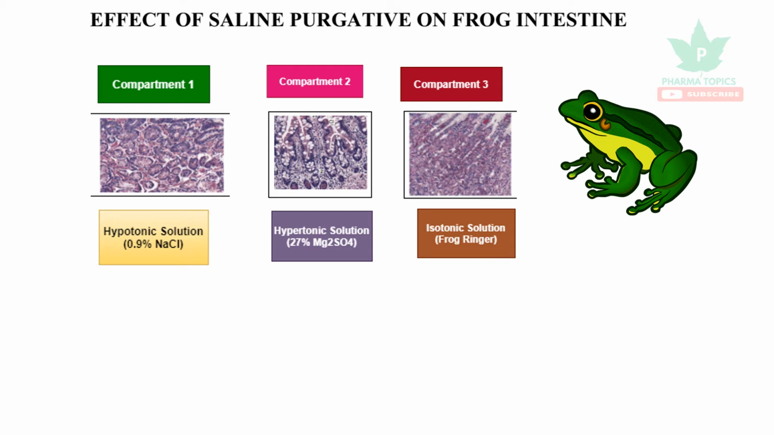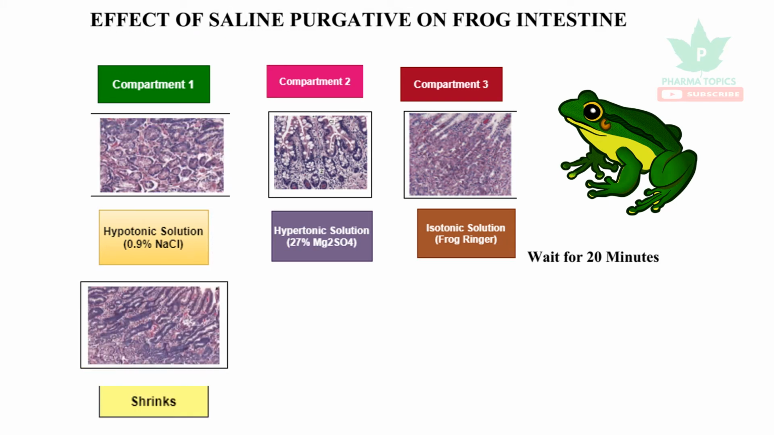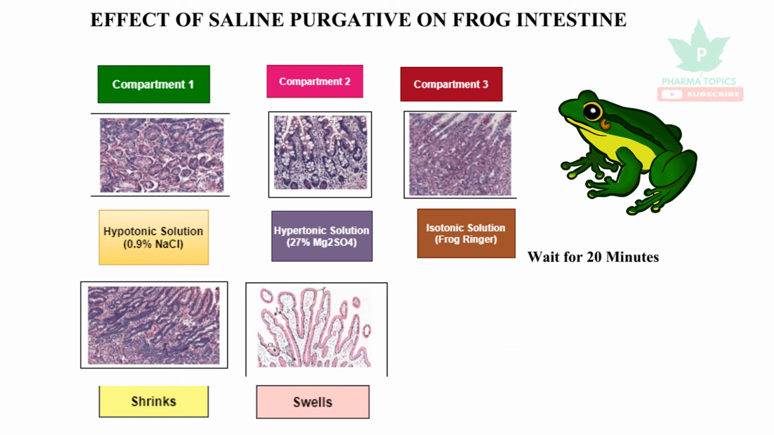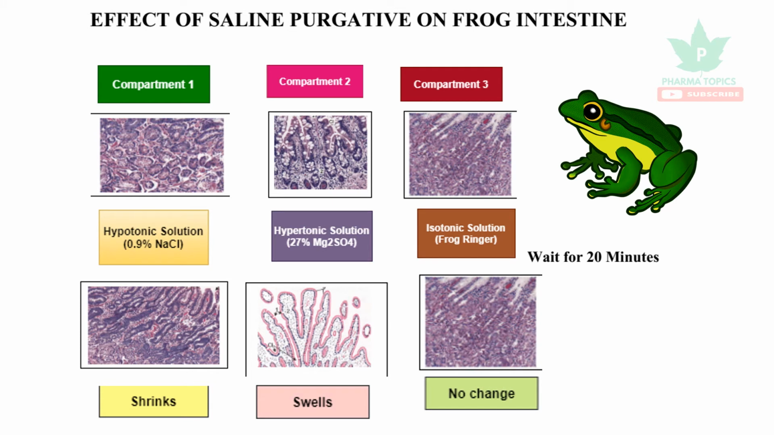See, tonicity is increase in the solute concentration. Then wait for 20 minutes. When we observe after 20 minutes, the compartment 1 where hypotonic solution is added, it shrinks. When we observe the compartment 2 where hypertonic solution is added, it swells. In compartment 3, there is no change where the frog ringer is added.